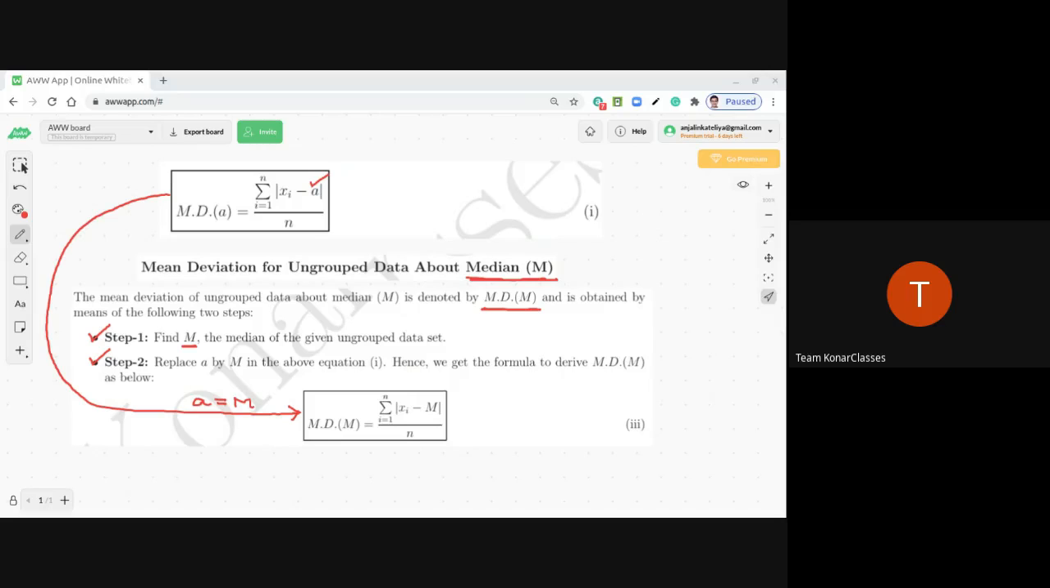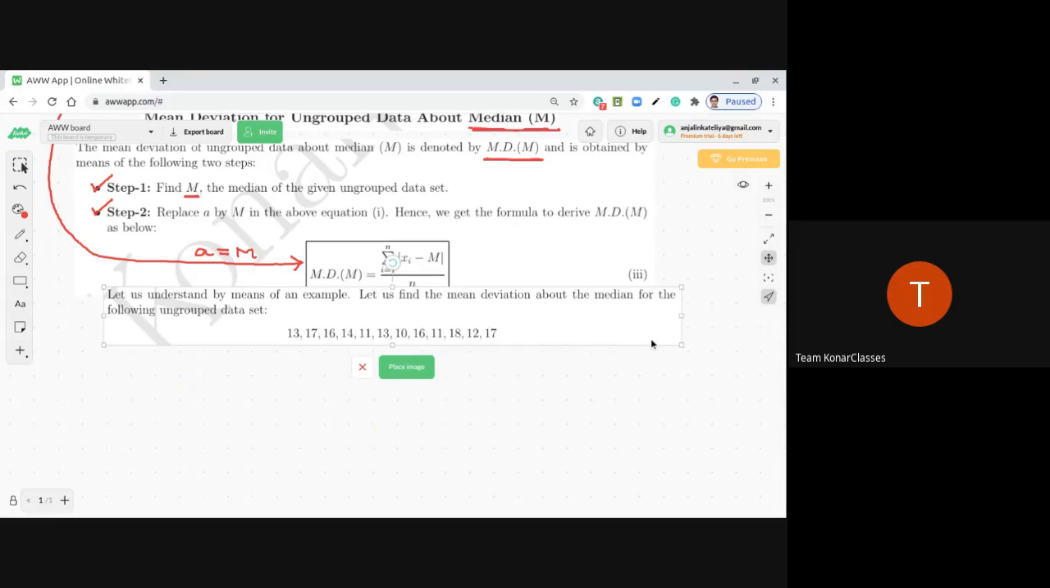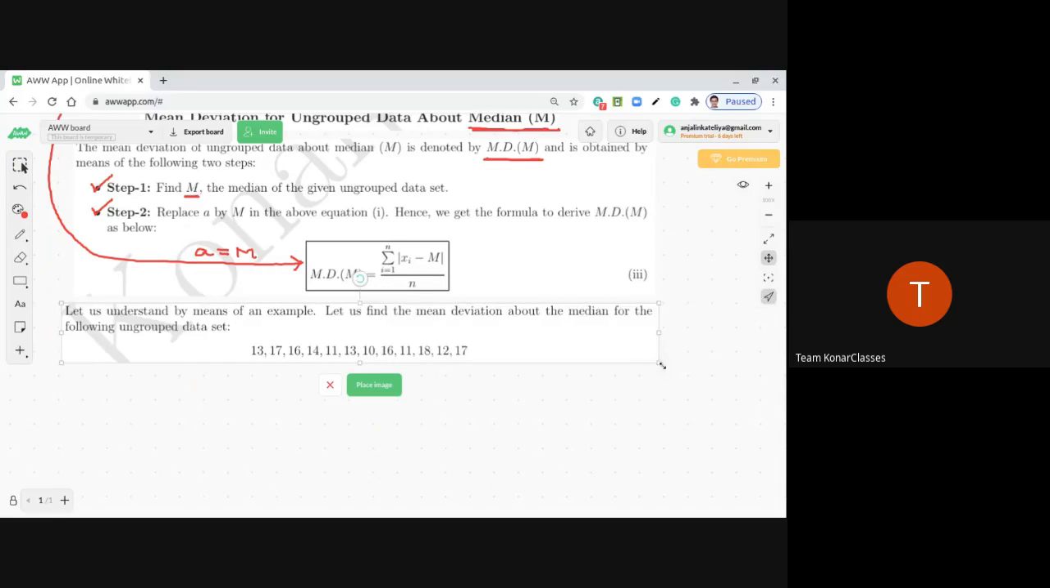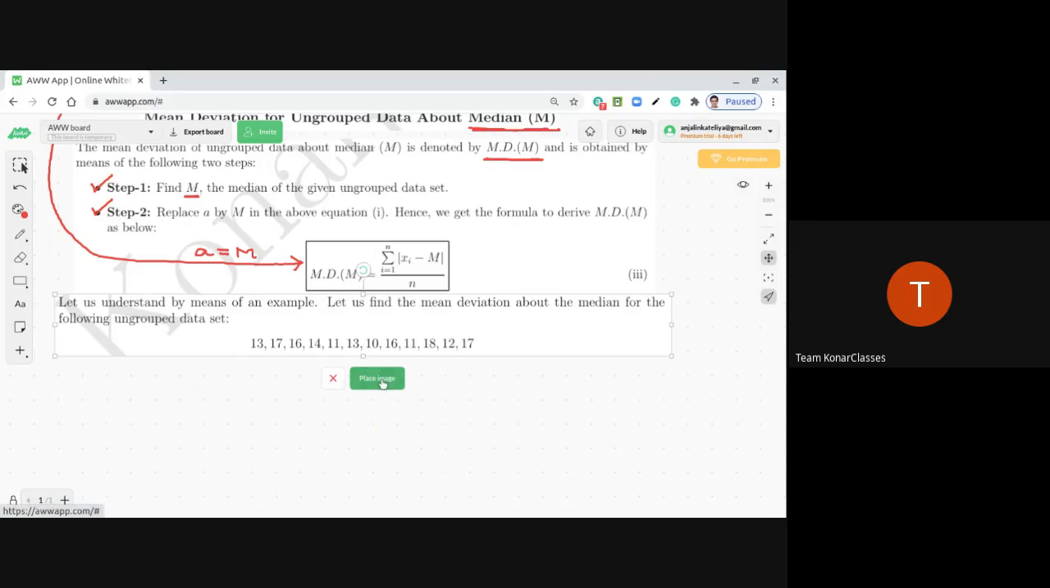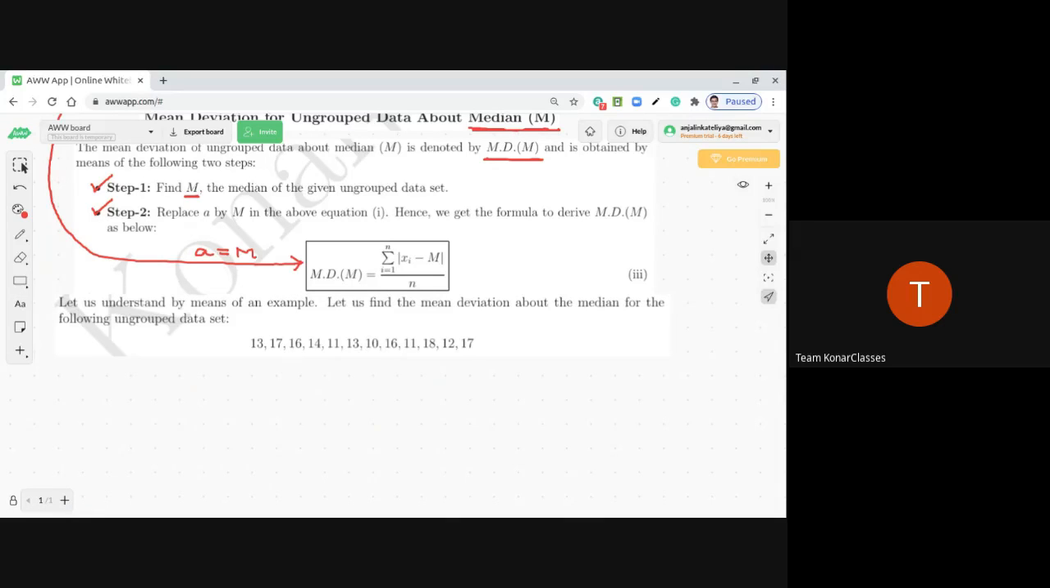For that, dear students, I will request you to please open your notebook and start writing along with me. Now, let us understand this by means of an example. So what is the example? Here is the data set I'm going to place in front of you, dear students. Obviously this is an ungrouped data set, as you see. For this ungrouped data set, we need to find the mean deviation about median.